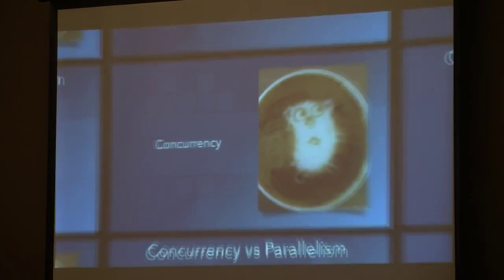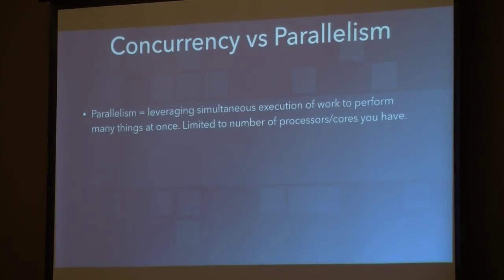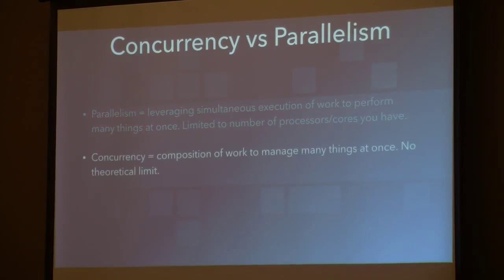Okay, now let's talk about concurrency. First I want to define terms. Concurrency versus parallelism. They're not the same thing. Parallelism, simultaneous execution of work to perform many things at once. You can only do this with as many processors or cores as you have. You only have 4 cores, you can only do 4 things right now, simultaneously. Concurrency, composition of work to manage many things at once. You can do as many of these as you want simultaneously.